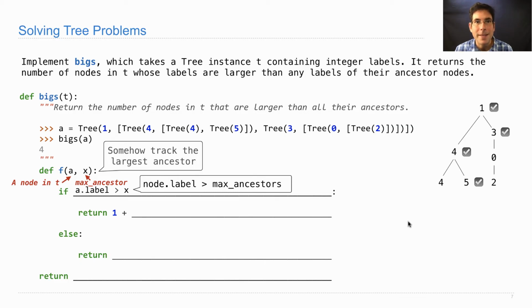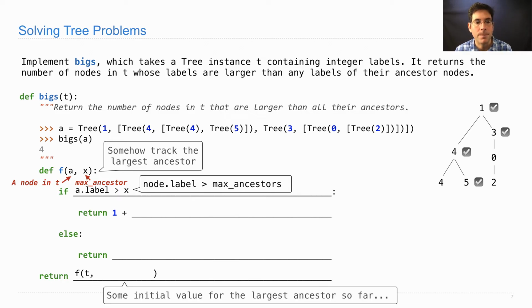All right, now we need to implement the pattern where Biggs calls f, and then f computes the answer. And that means Biggs is going to call f on the whole tree so that the entire thing gets analyzed to find all the nodes we're looking for. But I do need to call f with 2 arguments. So I need some initial value for the largest ancestor so far. I might not even fill that in right away. I just know that I need it at some point, and so let's worry about it later. But having the right formatting means that we're on our way to writing correct code.